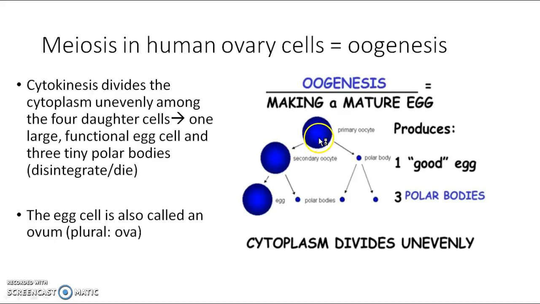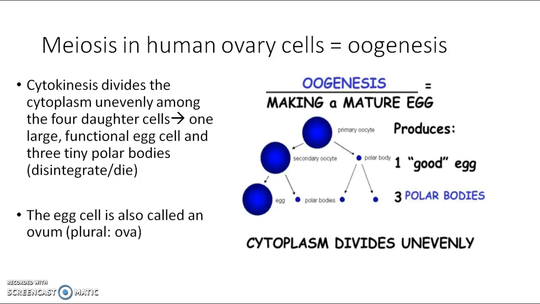However, notice that cytokinesis is happening unevenly. So most of the cytoplasm and organelles from the original parent cell go into this daughter cell of meiosis 1. And then after meiosis 2, most of the cytoplasm and organelles from this cell go into this daughter cell, which is called the egg or ovum. If there are multiple eggs, they're called ova with an A. The other 3 cells, which are super tiny, are called polar bodies, and even though they have 23 unreplicated chromosomes, they simply don't have enough cytoplasm and organelles to survive, so they disintegrate and die.